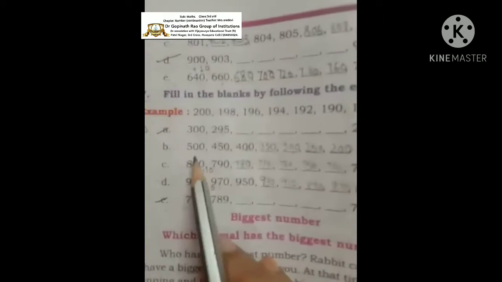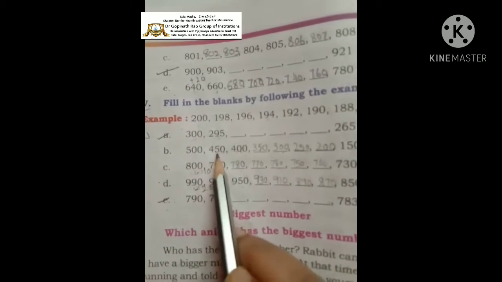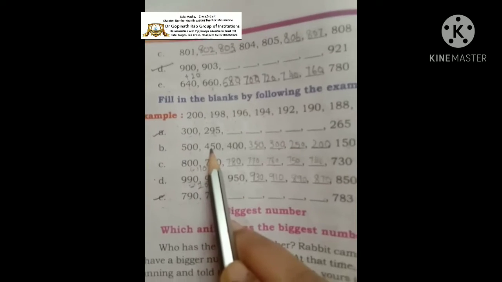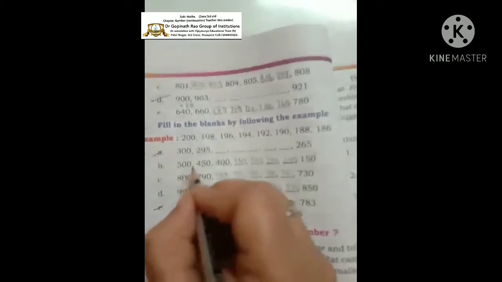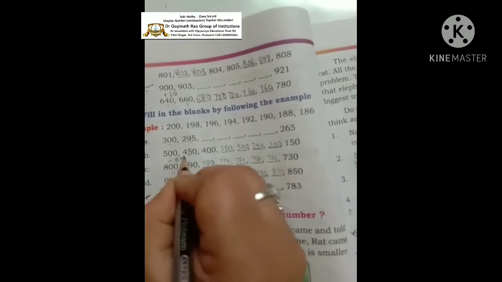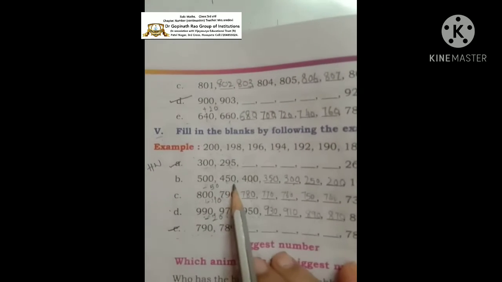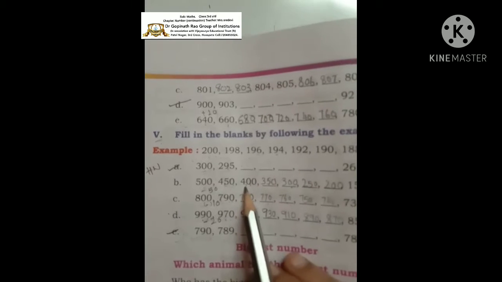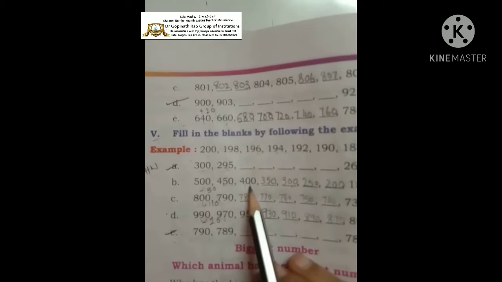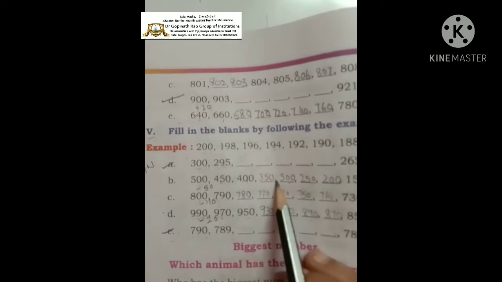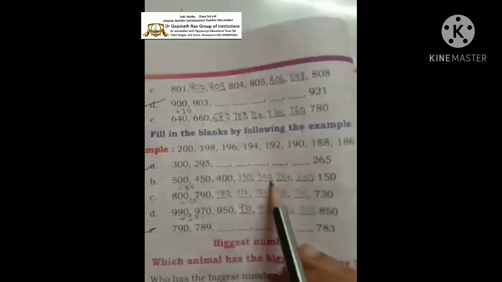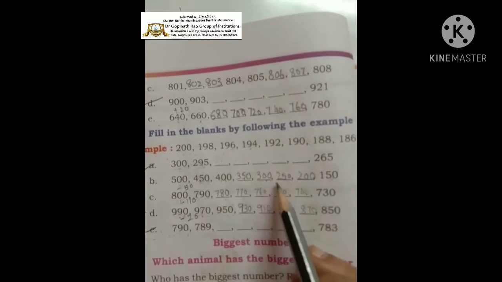Okay, next. 500 minus 450, the difference is 50. So go on subtracting 50. So the difference is 50, children. So 450 minus 50 is 400. And 400 minus 50 is 350. 350 minus 50 is 300. 300 minus 50 is 250.